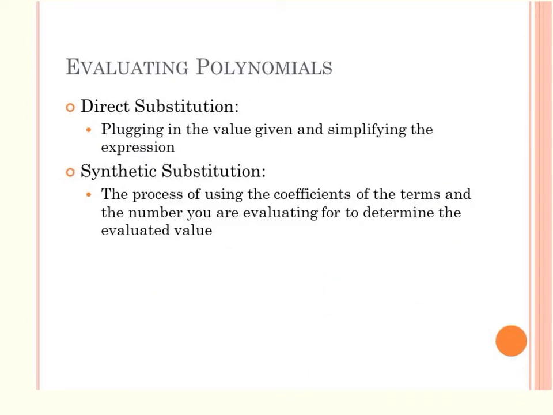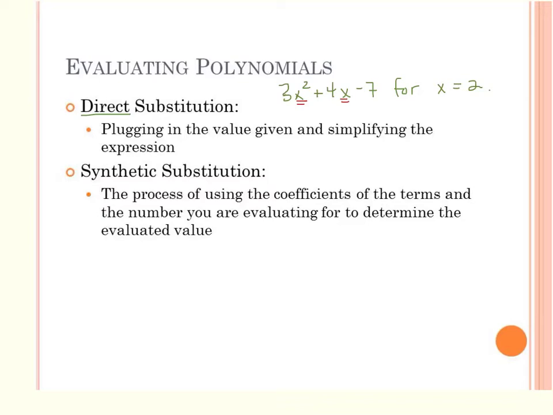So the next thing we're going to talk about is evaluating functions. And there's two ways that we can evaluate. Direct substitution is what you're used to, and that is just you plug in x and simplify. So if somebody says, evaluate 3x squared plus 4x minus 7 for x equals 2, you just plug 2 in for both of those x's and then just use your order of operations and simplify. So that's something you've been doing for a long time.